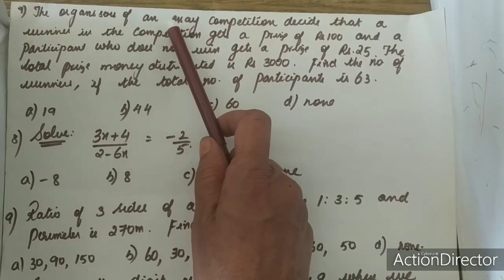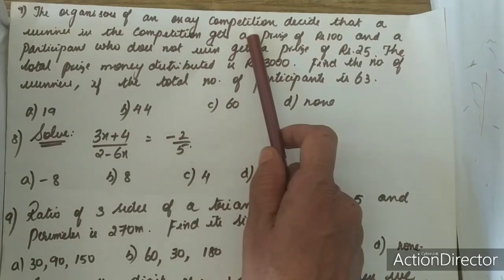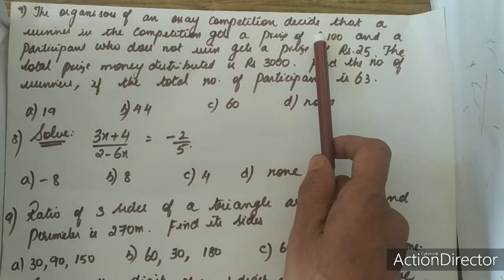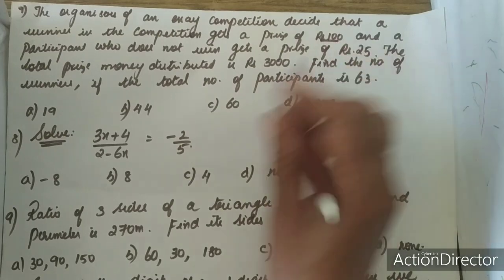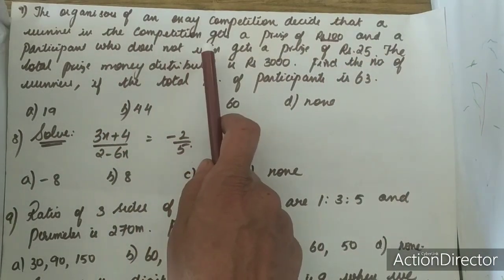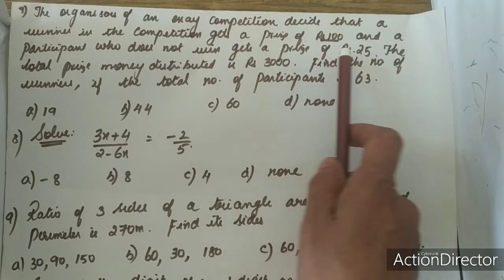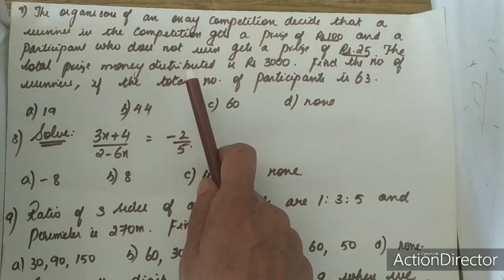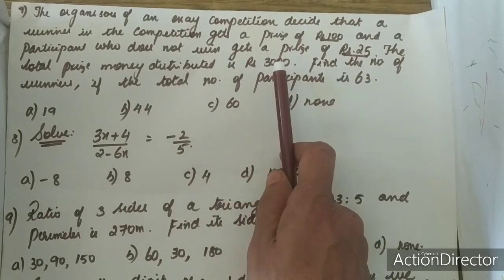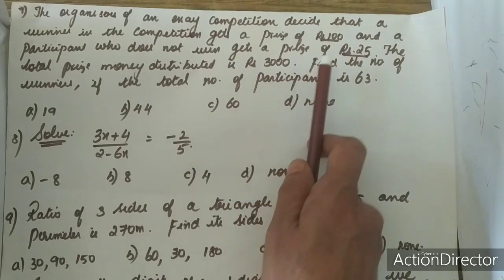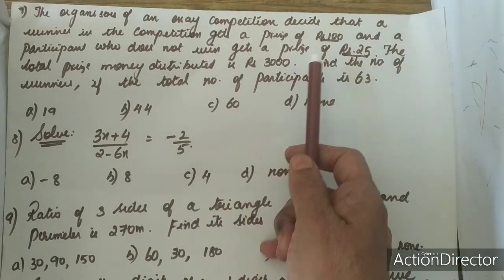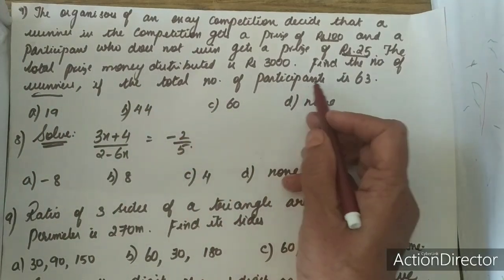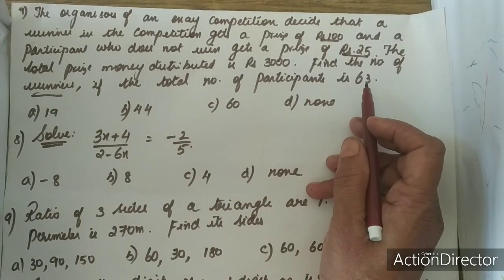Moving on to the next question. The organizers of an essay competition decide that a winner in the competition will get a prize of ₹100 and a participant who does not win, that is a loser, will get a prize of ₹25. The total prize money distributed is ₹3,000. That is, they are having 3,000 rupees. Among these, they have to distribute to the winners as well as to the losers. Find the number of winners if the total number of participants is 63.